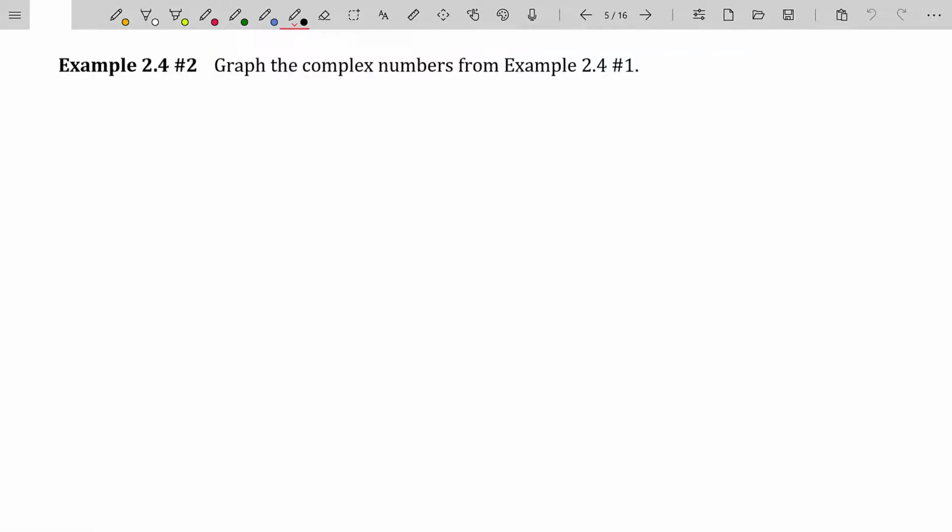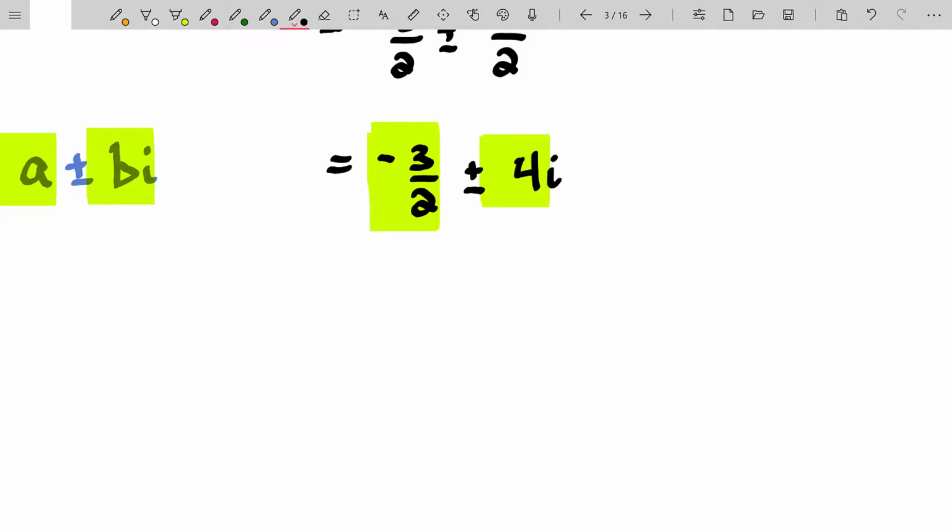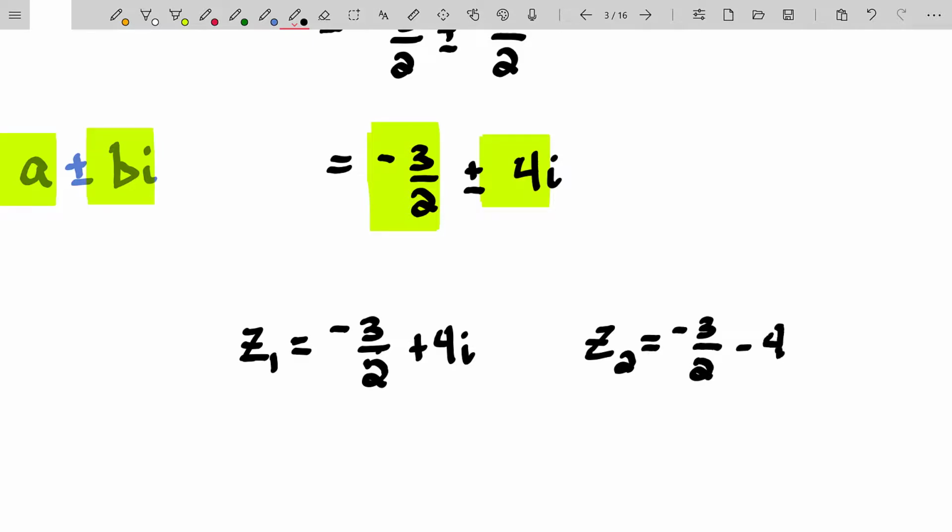For an example, we can graph the complex numbers from our example in the previous video. Let me hop back to that just to show you. In the previous video, we dealt with the two complex numbers, -3/2 plus 4i and -3/2 minus 4i. Using a better notation, I'm going to say that z sub 1 is equal to -3/2 plus 4i, and z sub 2 will be the second complex number, -3/2 minus 4i. And we're asked to plot those on the complex plane.